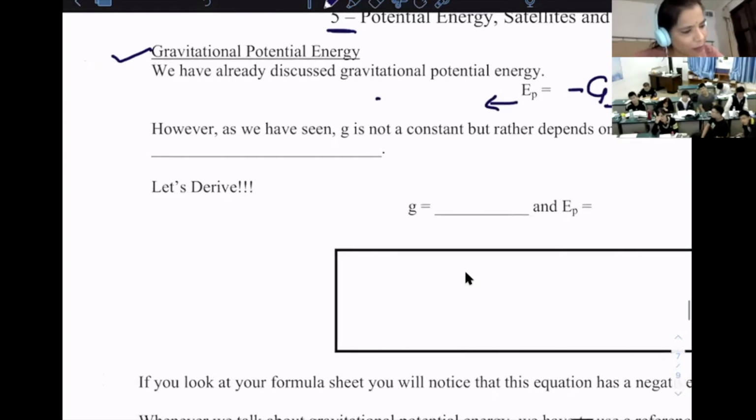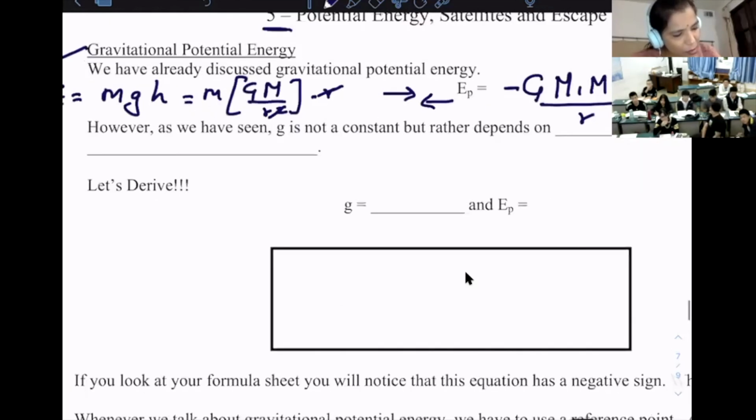We start from mgh. Okay, and then g is equal to GM divided by R squared, and h is equal to R. Okay, and then we cancel R and R and we get the final EP value. And do you still have this doubt about the negative sign? No. Okay.